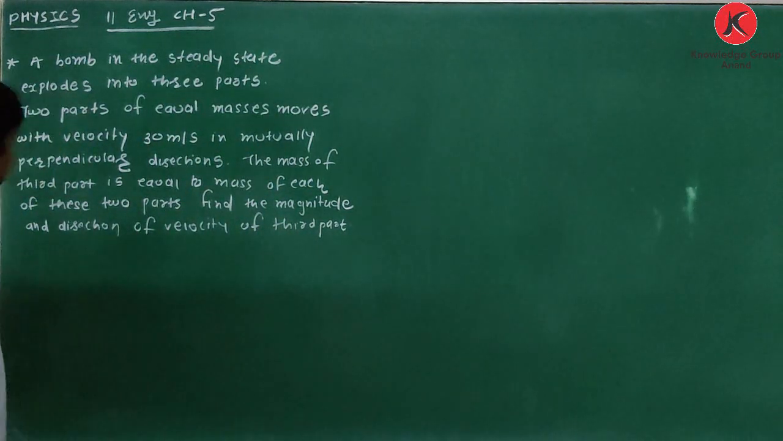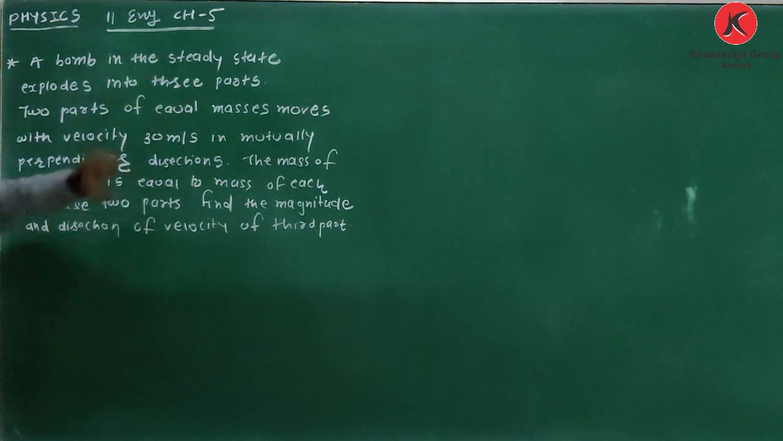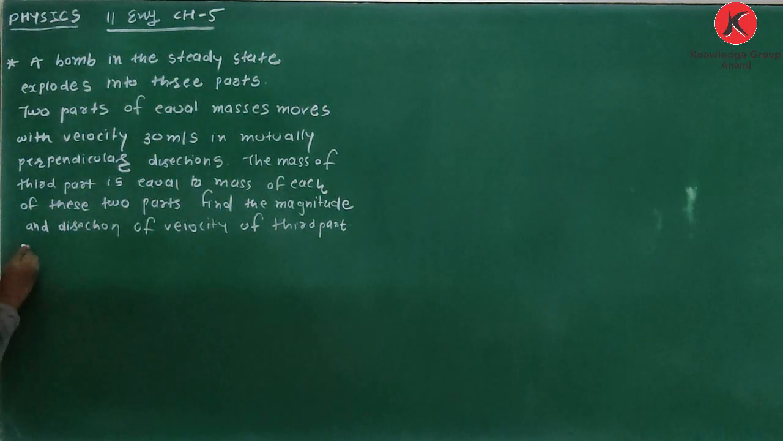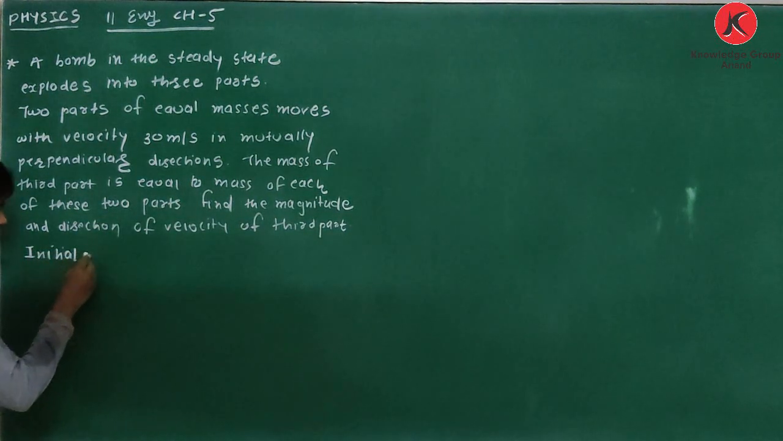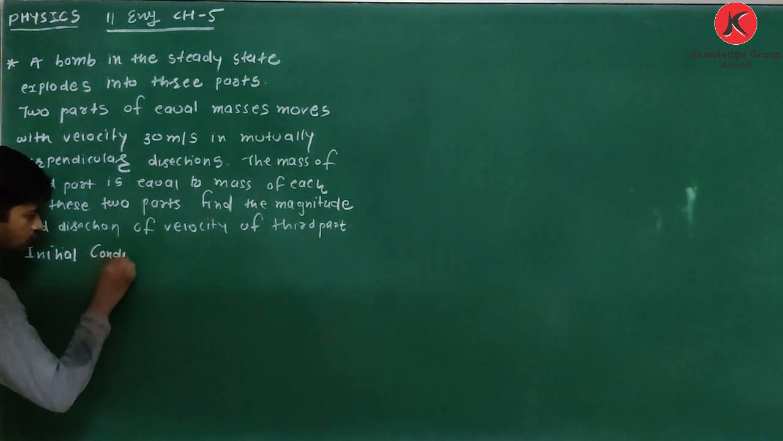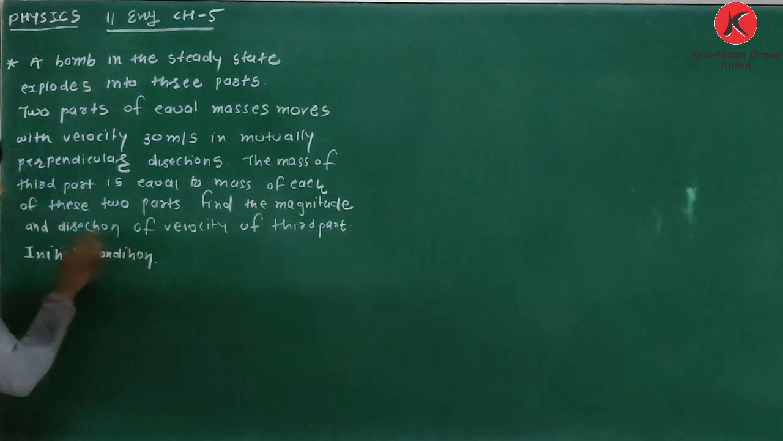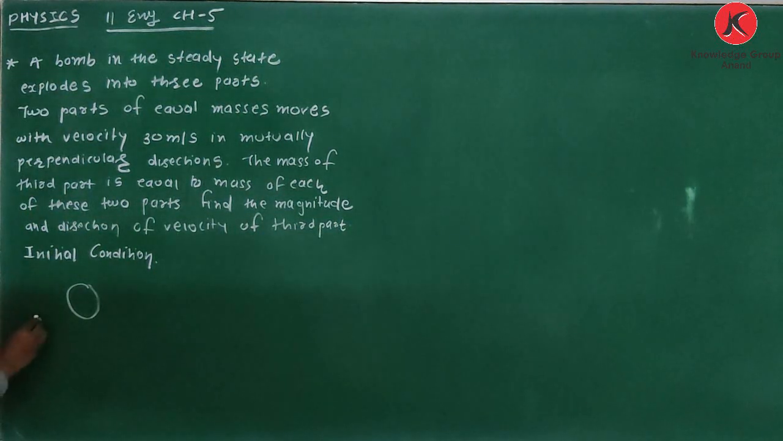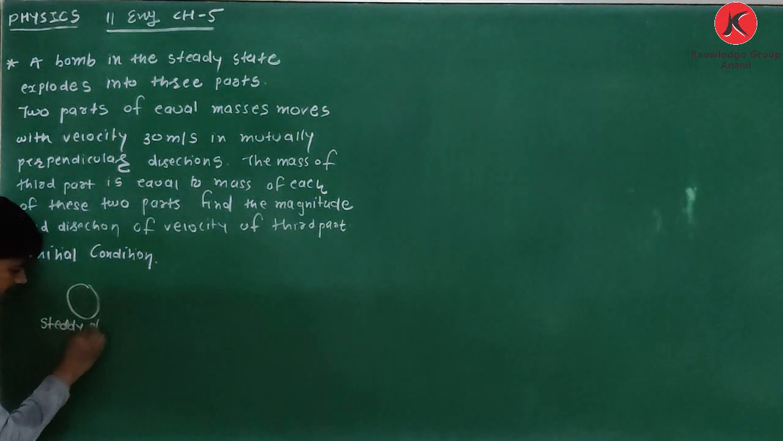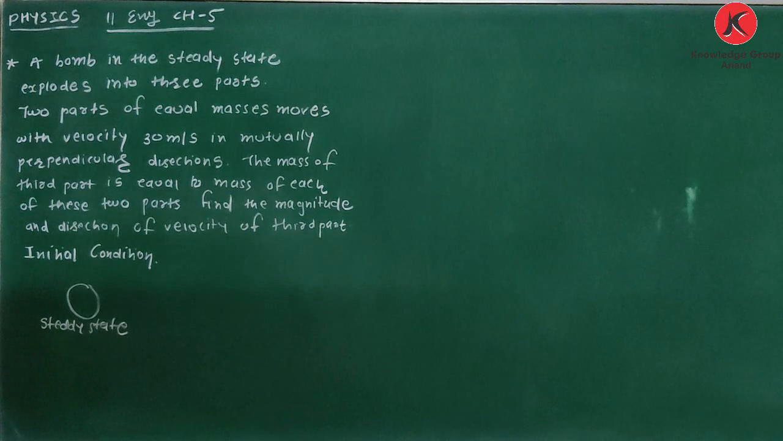See what the question is. A bomb in steady state. So what is the initial condition? The initial condition is that the bomb is in steady state. It means its initial momentum is 0.